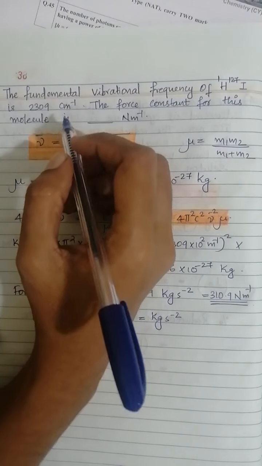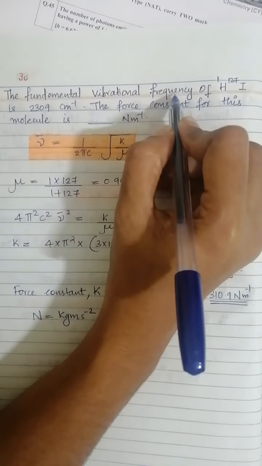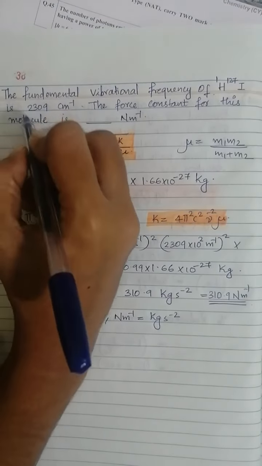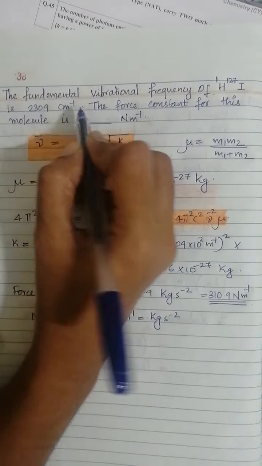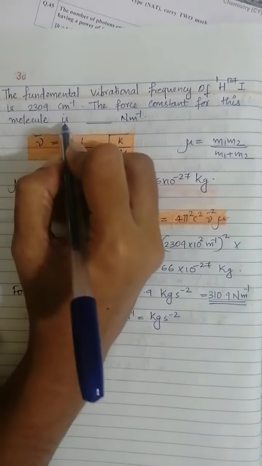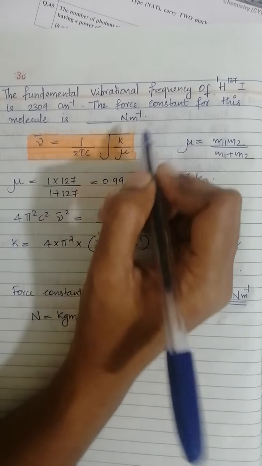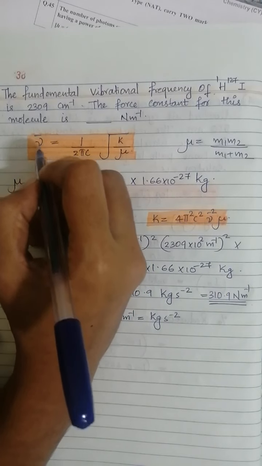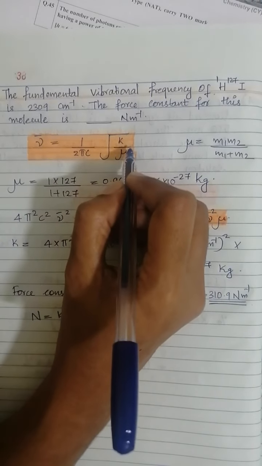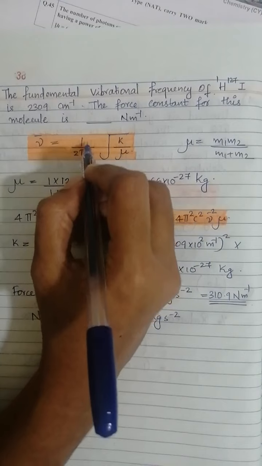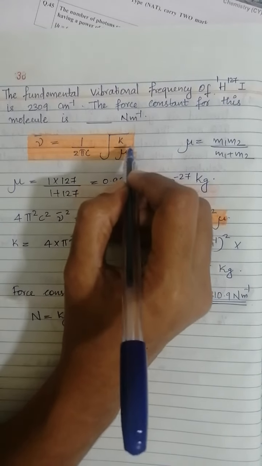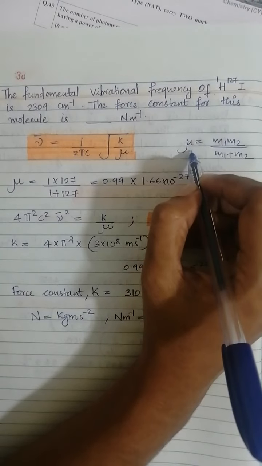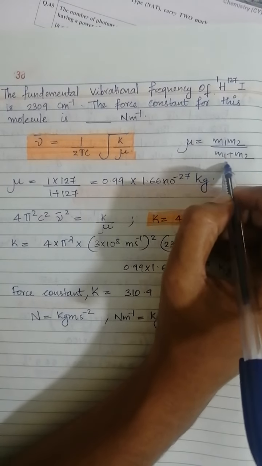Moving on to the next question: the fundamental vibrational frequency of H1 I127 is 2309 centimeter inverse. The force constant for this molecule is dash Newton per meter. We know that the equation connecting the wave number nu bar and force constant k is nu bar is equal to 1 by 2 pi c root k by mu. And mu is nothing but the reduced mass, given by mu is equal to m1 m2 by m1 plus m2.